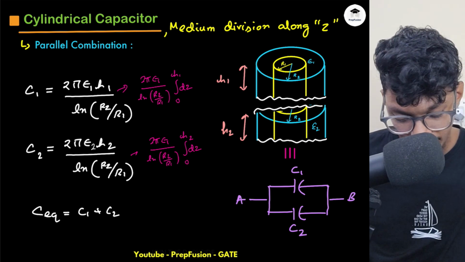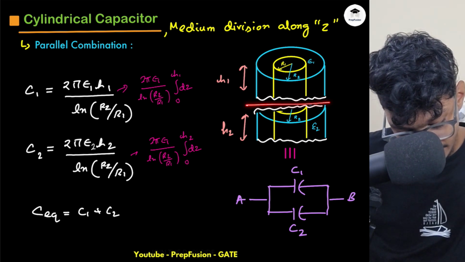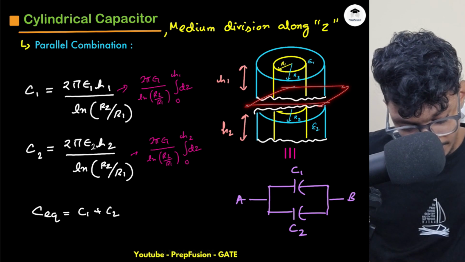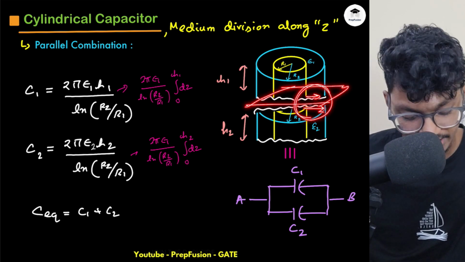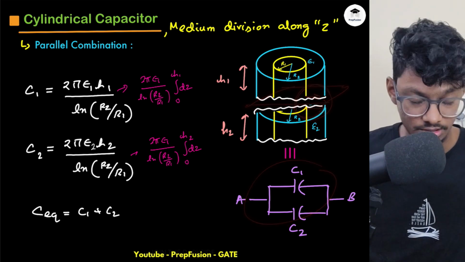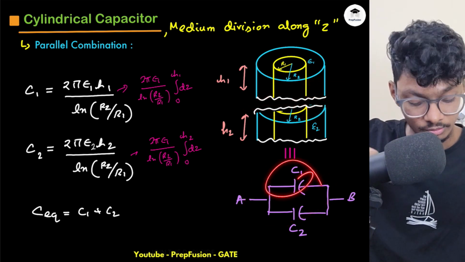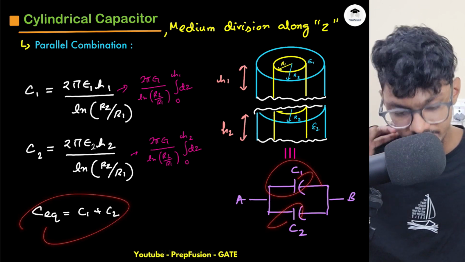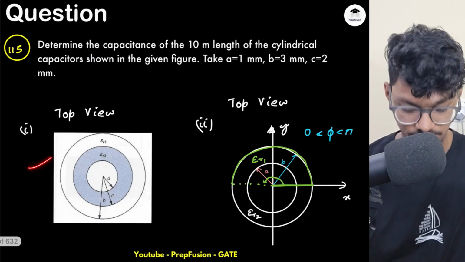And again I can observe that my interfacing medium is this, right? So here what is happening? I have electric field in this direction, and for the top one electric field in this direction. Again tangential, hence tangential boundary conditions. Hence simply I will use the concept of parallel capacitors. C equivalent will be C1 plus C2. So with the help of this, can you solve this question?